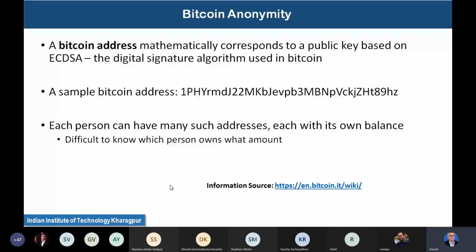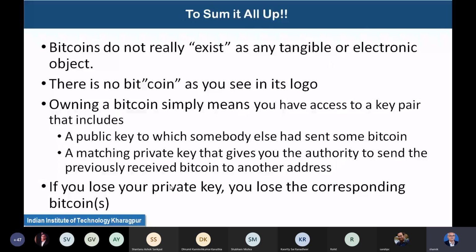So if we sum it all up, Bitcoins really do not exist as a tangible or electronic object. Okay, there is nothing like an electronic object. And of course, there is no coin. You see the logo, but you cannot actually buy a Bitcoin. There were a few minted a long time back, but those are not really minted coins. So you cannot actually own a coin or something. Okay? So owning a Bitcoin means that you have access to a key pair.